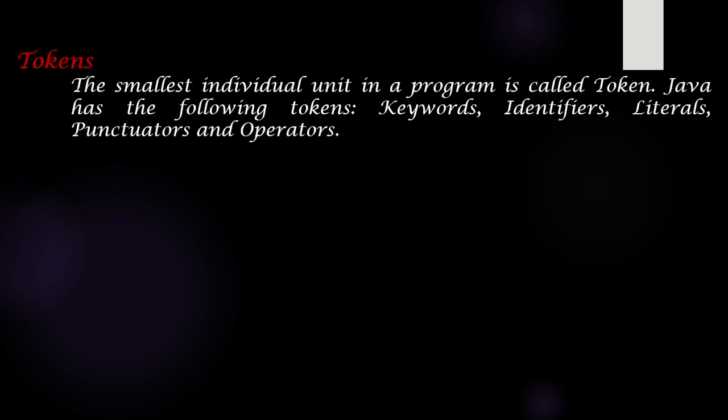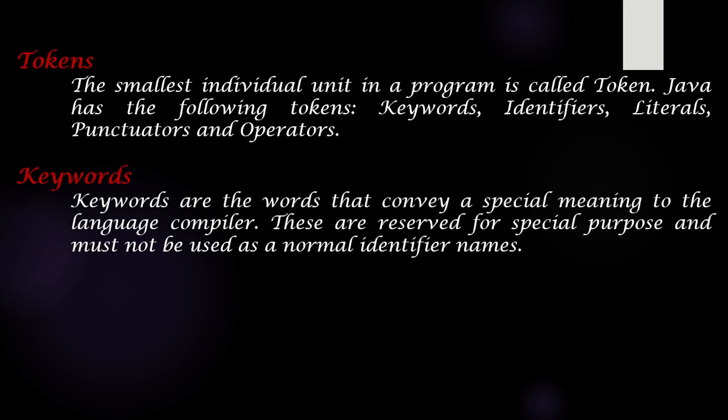Next, what are tokens? The smallest individual part of a program is called a token. In Java, there are 5 tokens available: keywords, identifiers, literals, punctuators, and operators. Keywords are the reserved words that have special meanings to the language compilers. There are at present 51 keywords such as goto, void, etc.